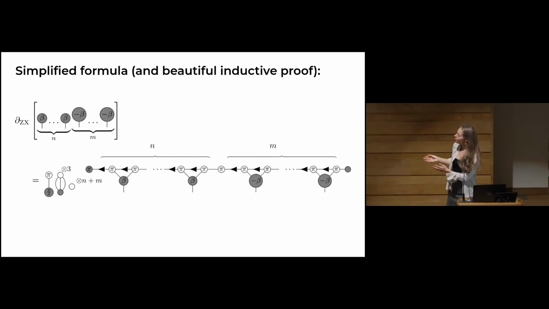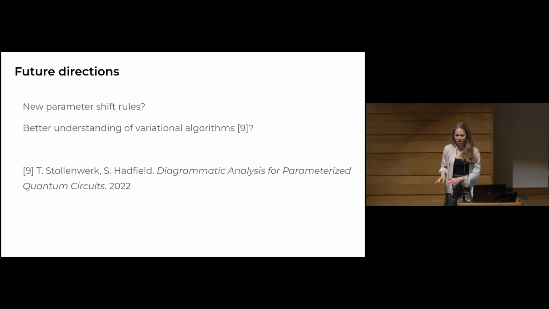So that's pretty much all. And what are the possible future directions? We have a tool, so let's see if we can make some use of it and find some interesting things with it, probably in the direction of the parameter shift rule. I don't see very clearly how, but well, let time do its work.